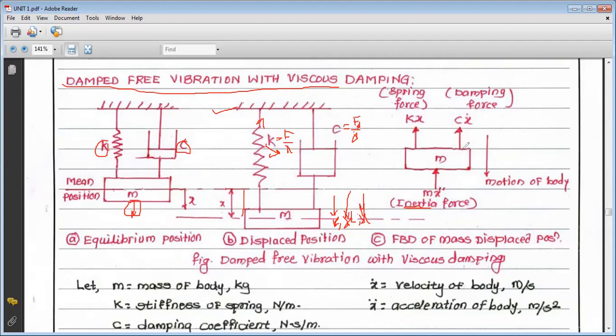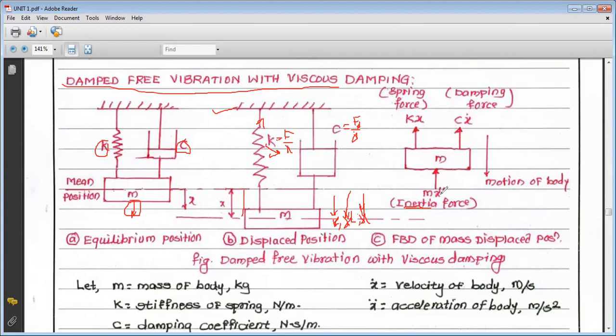So these are the forces acting on the mass in displaced position. The first force is the inertia force, the second is the spring force, and the third is the damping force. What is the magnitude of inertia force? It is mass into acceleration, that is m into x double dot, that is d2x by dt square, which is the acceleration. Similarly, spring force is the stiffness into displacement, that is k into x. And what is damping force?